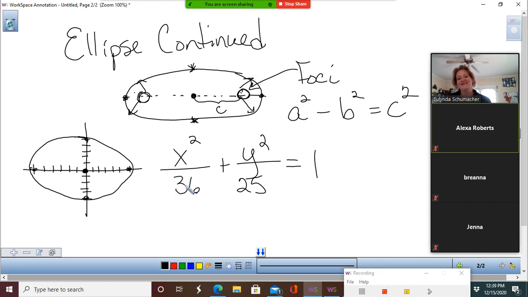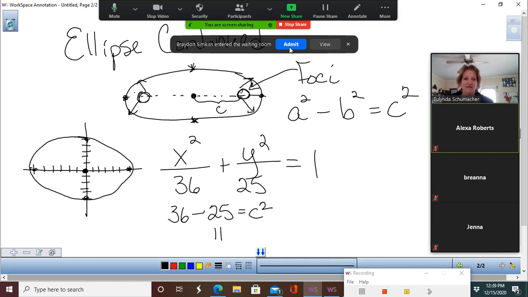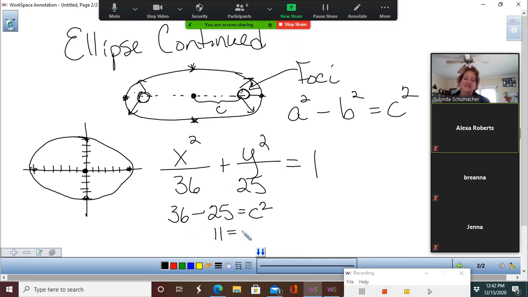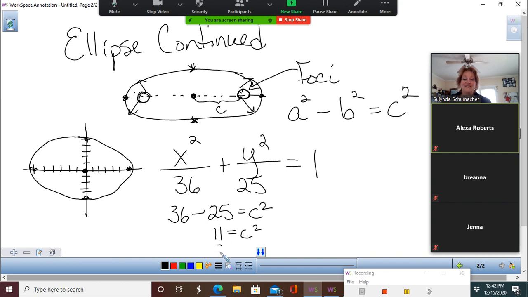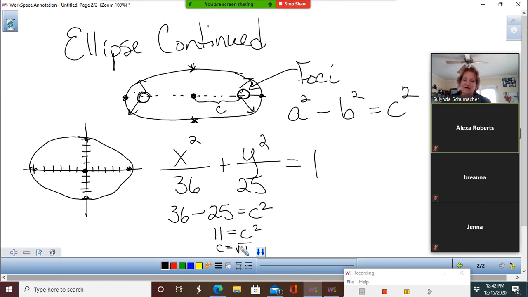So we're going to take our a squared, the bigger of the two denominators first, and subtract the other one. Gives us our c squared. 36 minus 25 is 11 equals c squared. So c is the square root of 11. And we're going to leave it that way, but just so you guys have an idea, the value of that is about 3.3.